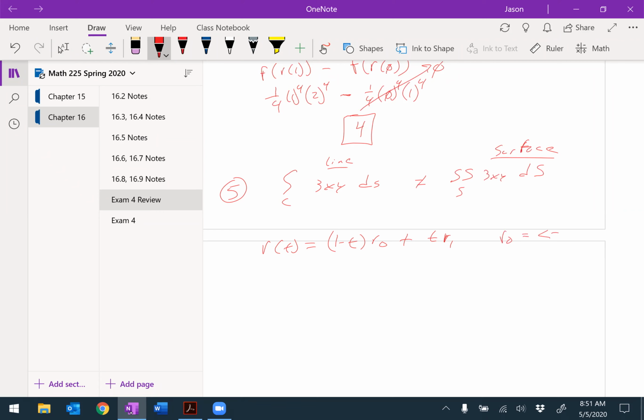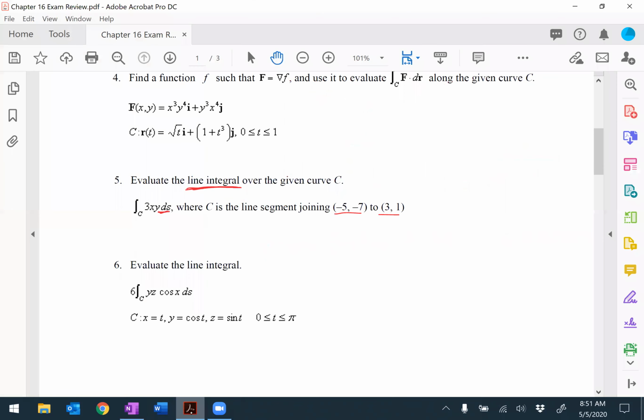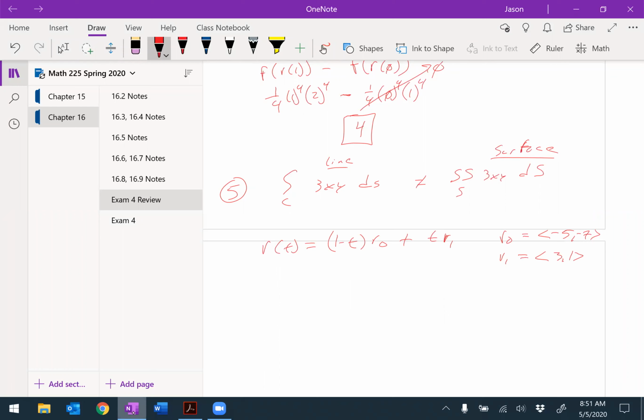Okay, -5, -7. I just made the first point a vector. And r1 is equal to 3, 1, I believe. Is that right? Yes. Okay, and so we're going to say r of t, when t goes from 0 to 1, so 0 is less than t is less than 1.